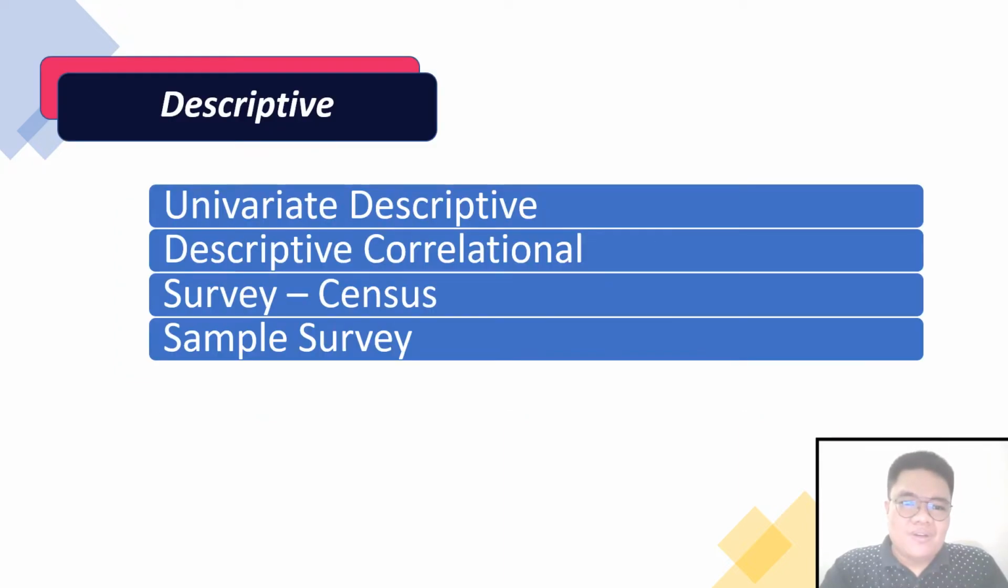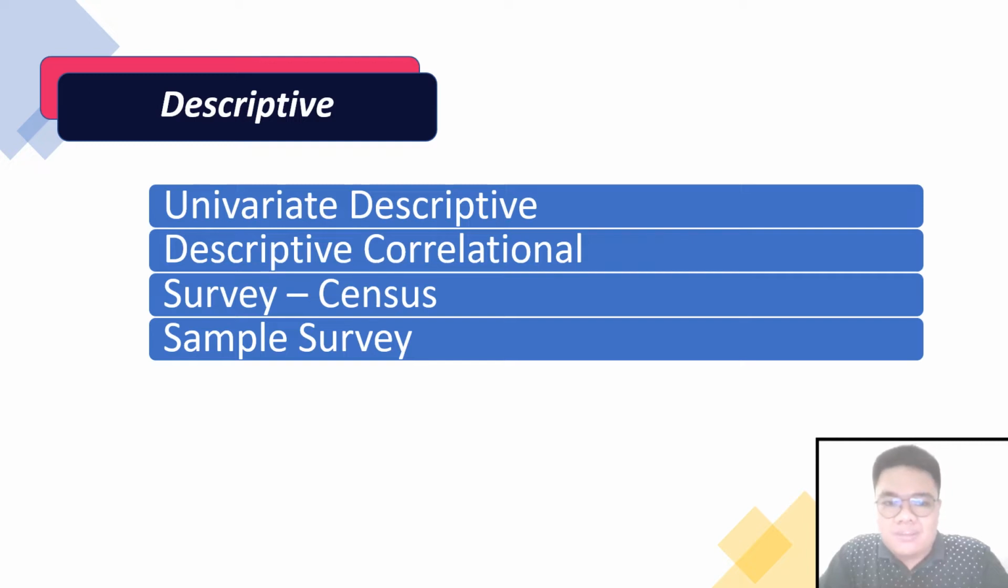One is your descriptive. When I talk about descriptive designs, we are referring to a specific type of research which would describe the phenomenon or a certain event as it occurred during the time of the study. For example, you have your univariate descriptive. When I talk about univariate descriptive, that would mean that your focus is one variable. You try to focus on a single variable.